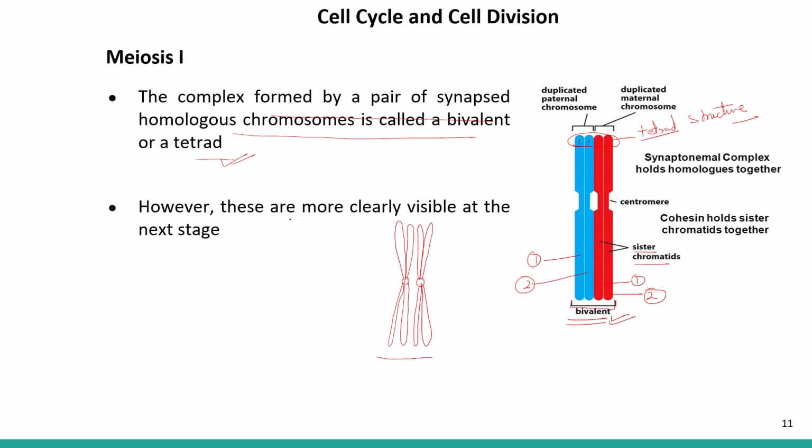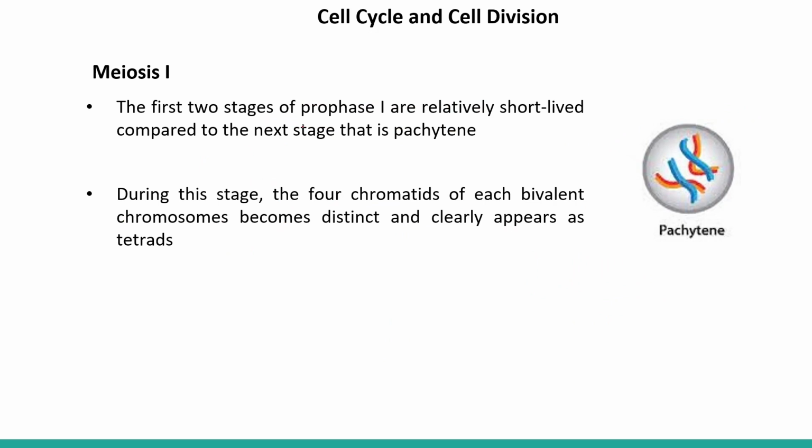However, these are more clearly visible at the next stage. So the first two stages of prophase 1 are relatively short-lived as compared to the next stage, that is called the pachytene. So at the pachytene, the tetravalent stage can easily be seen. So during this stage, the four chromatids of each bivalent chromosome become distinct and clearly appear as a tetrad. So at which stage can the tetrad clearly be seen? So that is the pachytene stage, right?